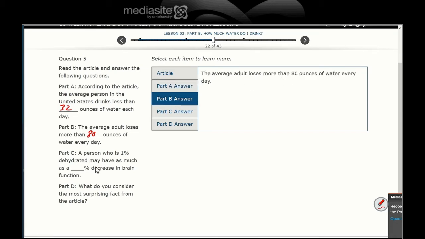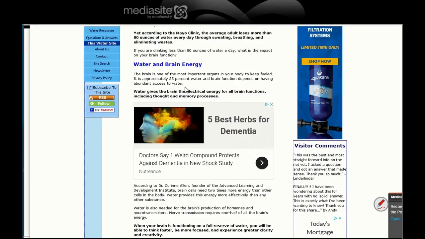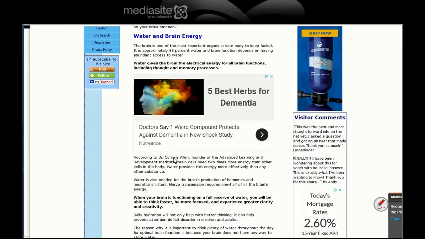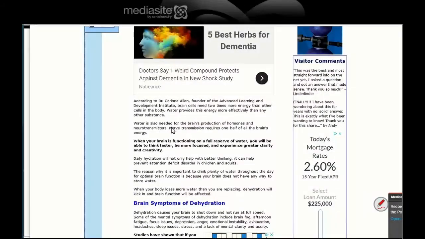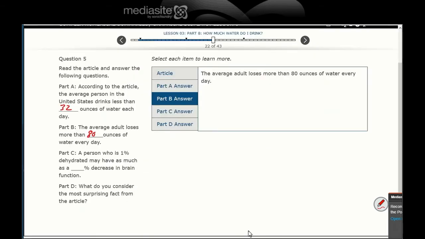Yepper. A person who's 1% dehydrated may have as much as how many percent decrease in brain function? Here's water and brain energy. Studies have shown that if you are only 1% dehydrated, you will likely have a 5% decrease in cognitive functions. Presumably that means brain function.